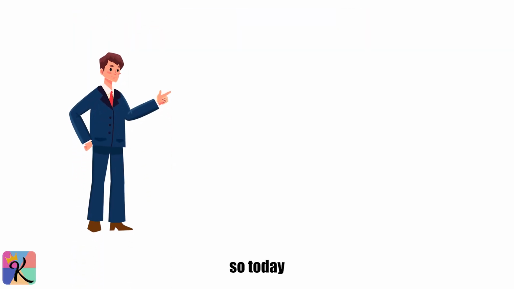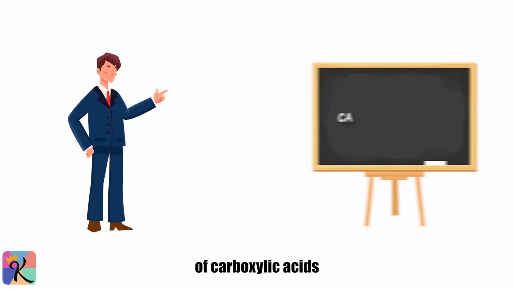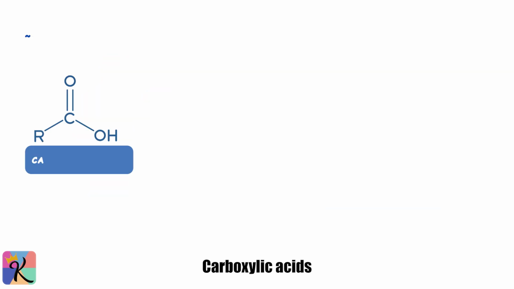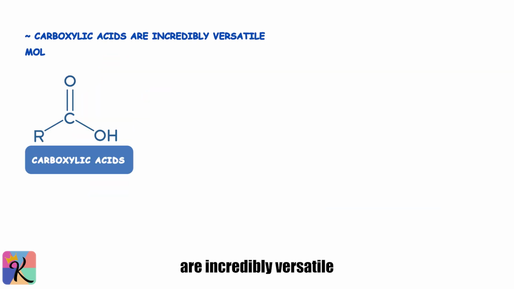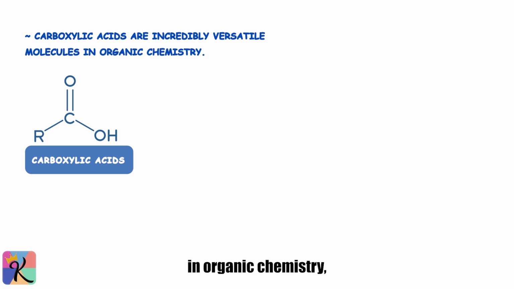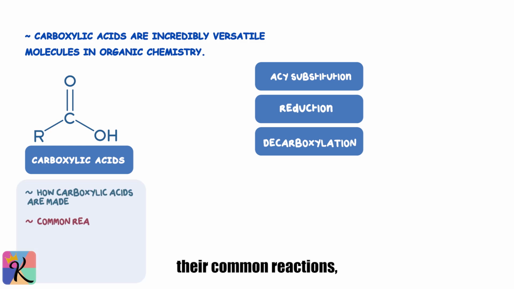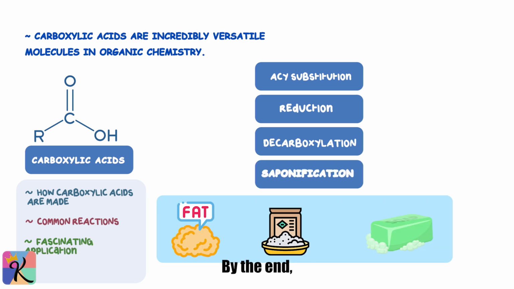Alright, so today we're diving into the world of carboxylic acids and exploring the variety of reactions they can undergo. Carboxylic acids are incredibly versatile molecules in organic chemistry, serving as starting points for synthesizing numerous other compounds. In this video, we'll cover how carboxylic acids are made, their common reactions, and some fascinating applications like saponification. By the end, you'll have a solid understanding of the fundamental transformations involving carboxylic acids.